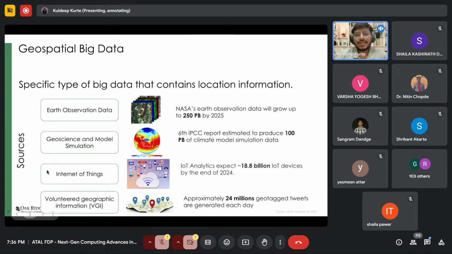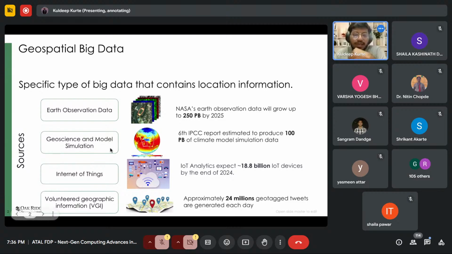Basically, these are the four major data sources on the left side you can see. One is the Earth observation data. This Earth observation data is typically captured by satellites which are revolving around the Earth. These are called the remote sensing satellites. NASA currently captures all this data. If we just consider only NASA's Earth observation repository, the total Earth observation data was estimated to grow to around 250 petabytes by next year.